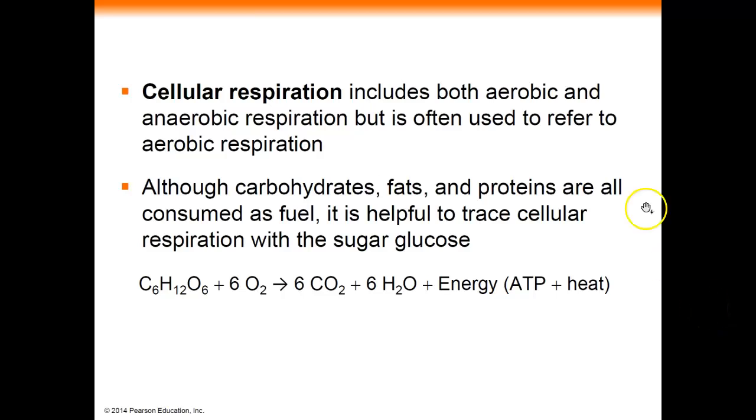Cellular respiration includes both aerobic and anaerobic, but is often used to refer to aerobic respiration. Although carbohydrates, fats, and proteins are all consumed as fuel, it is helpful to trace cellular respiration with the sugar glucose. Glucose plus oxygen yields carbon dioxide, water, and energy in the form of ATP and heat.